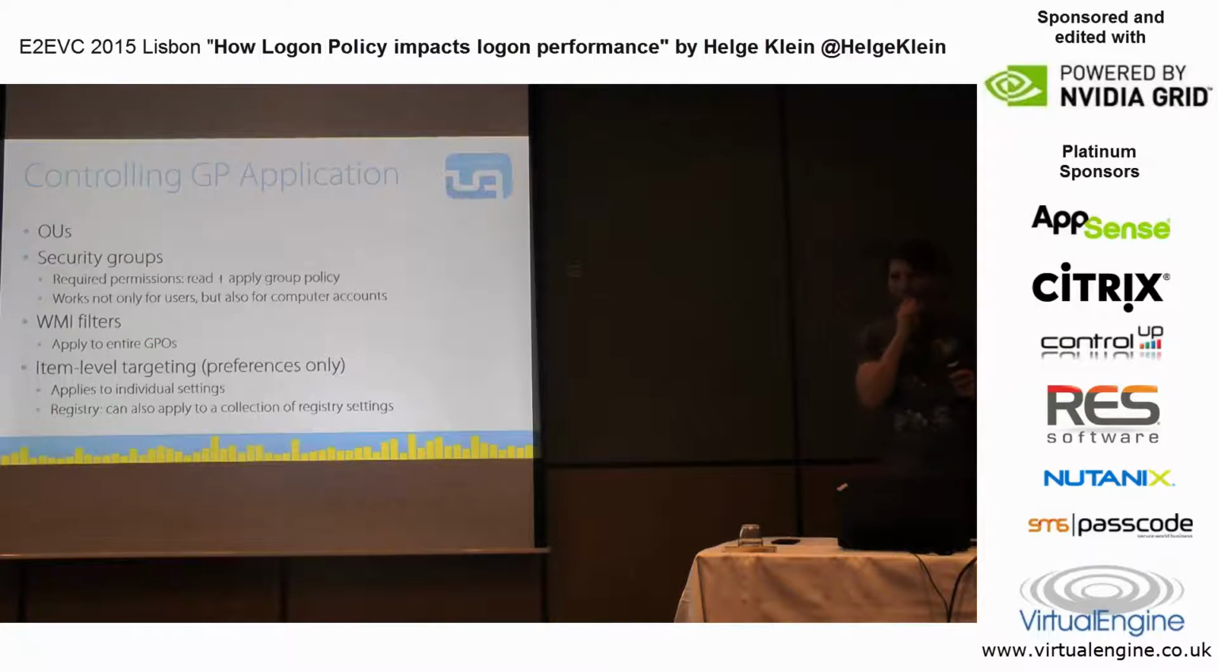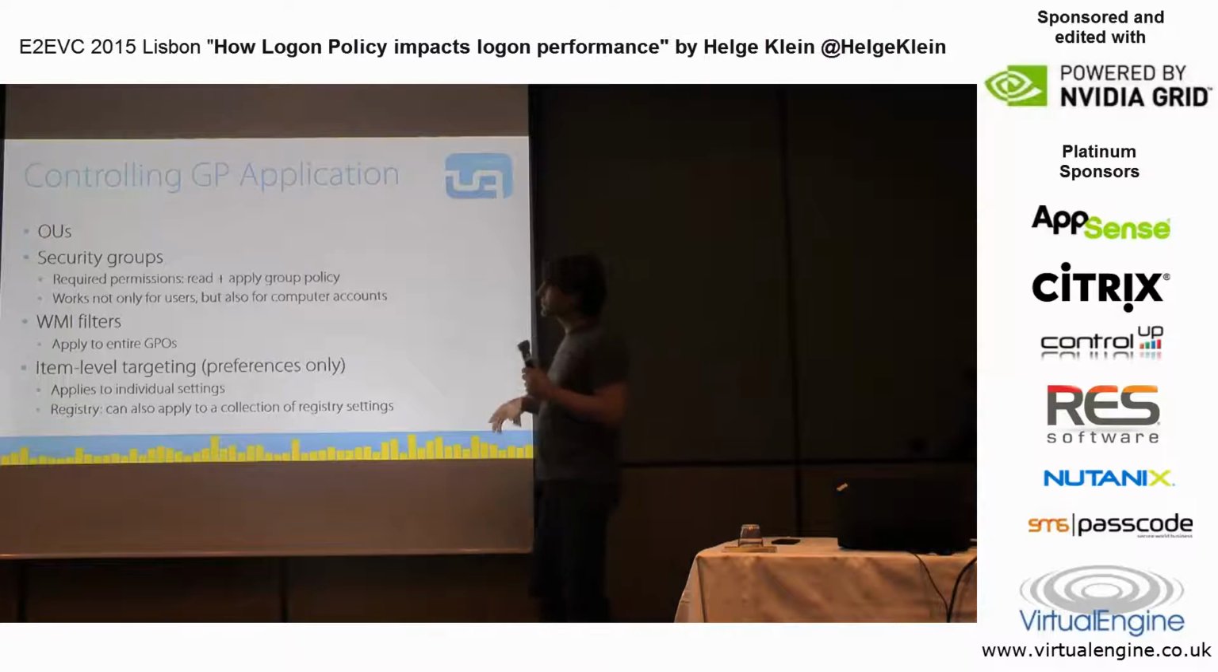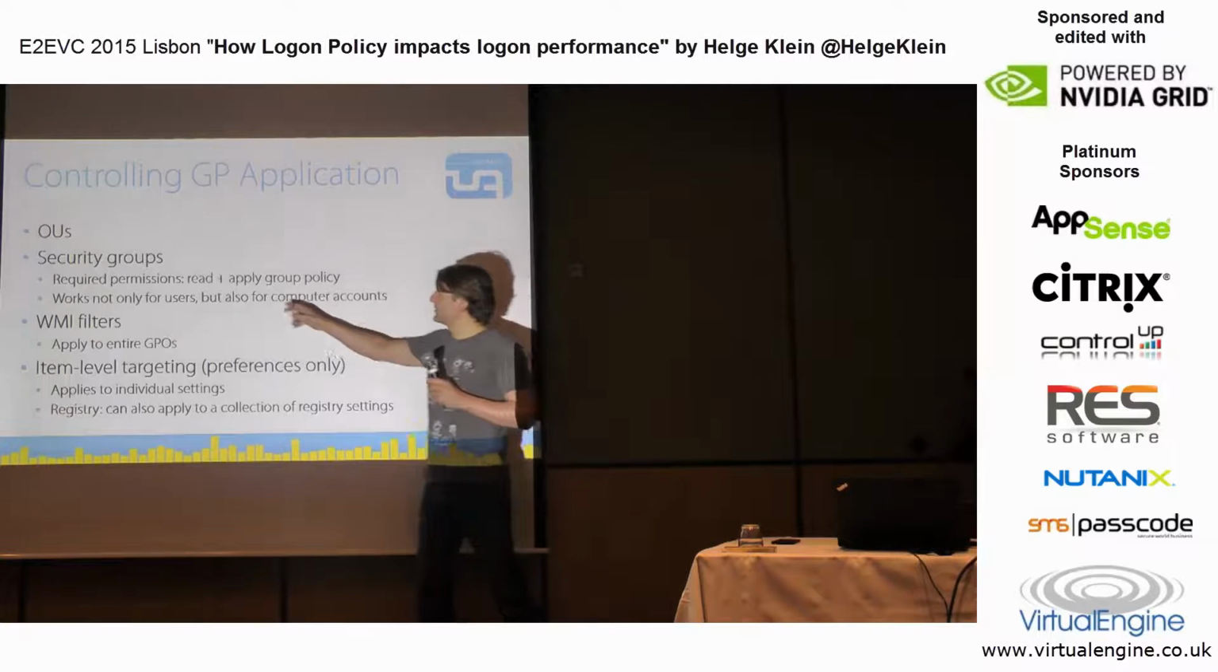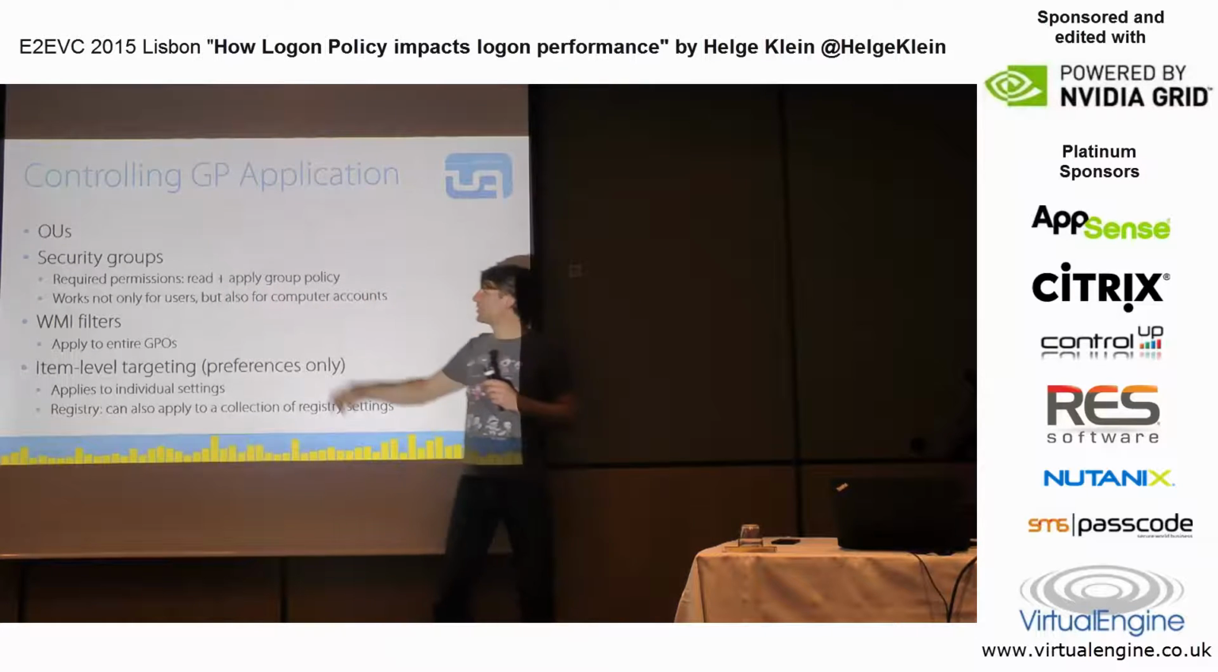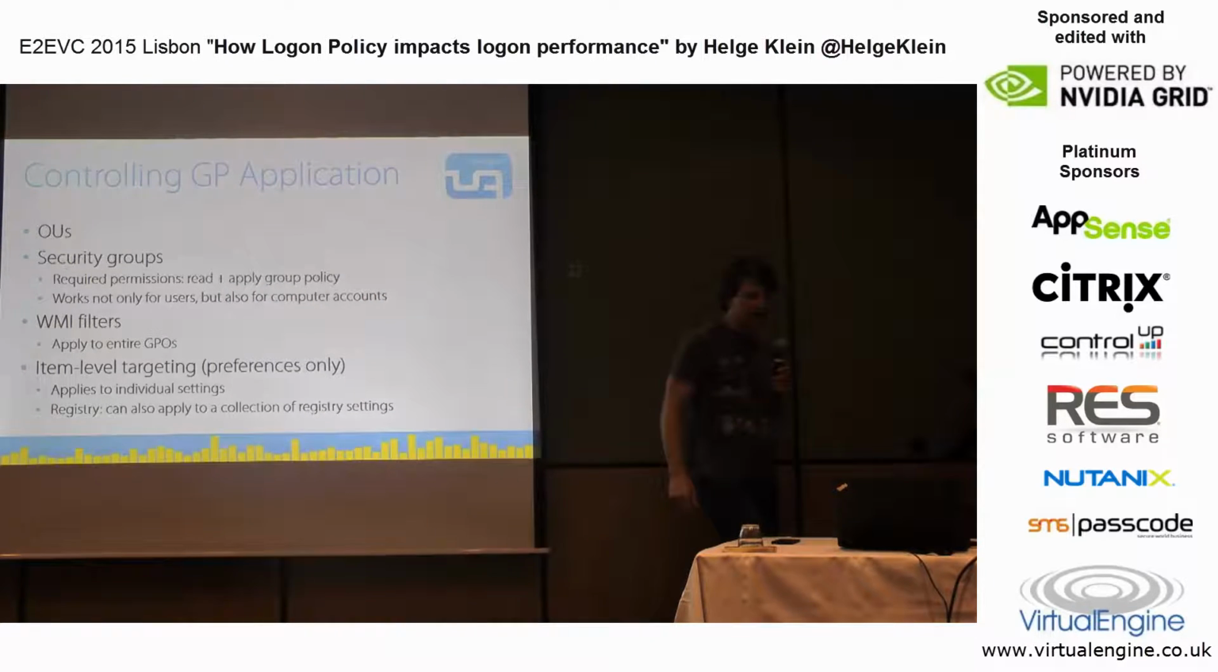Now, if you want to control which settings are applied to which machines or which users, you have a few tools at your hands. Of course, you can use OUs and link GPOs to different OUs. You can set permissions on GPOs so that the GPO is not applied for every user or for every computer. This works for computer accounts too. In order for group policy to get applied, you need two permissions: read, and a separate permission that's called apply group policy.